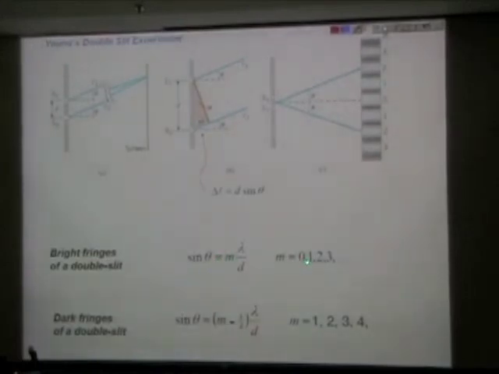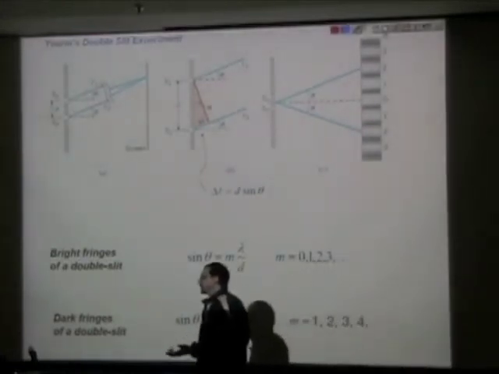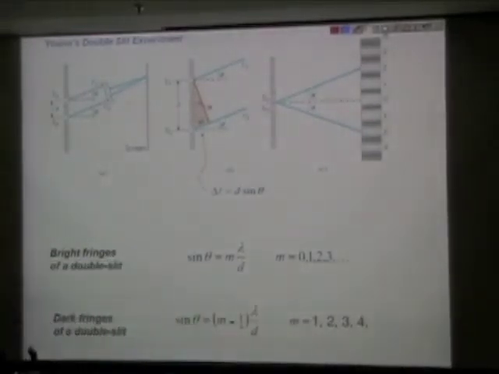For the central maximum, m is 0, that means the angle is 0. That is the ray for the central maximum. For the first maximum, we plug in m equals 1, and we calculate the angle from the central line to the first maximum. Then we plug in 2, and we calculate the angle between the central line and the ray producing the second maximum, etc. Same for minimum.